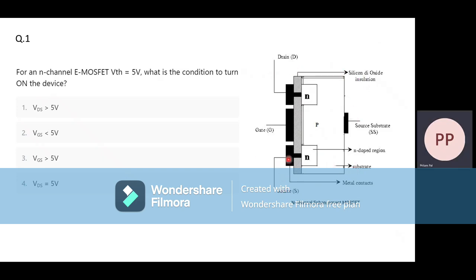So suppose you pass a current through the source, and it is basically coming out from the drain. So this is the active channel, and using the gate you can basically tune the charge density. So one question is given for an N-channel enhancement type MOSFET. Suppose the threshold voltage is 5 volts. So what is the turn on condition for this device? Four options are given over here, so you have to choose the right one.